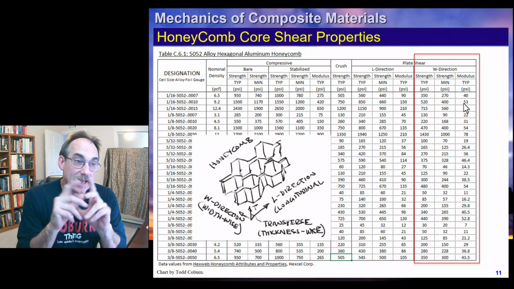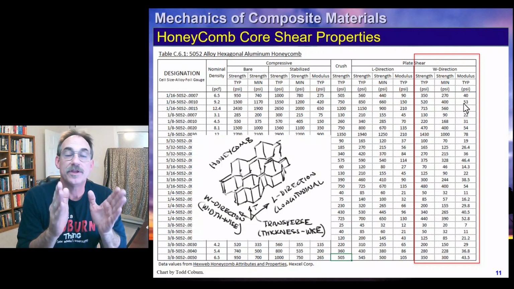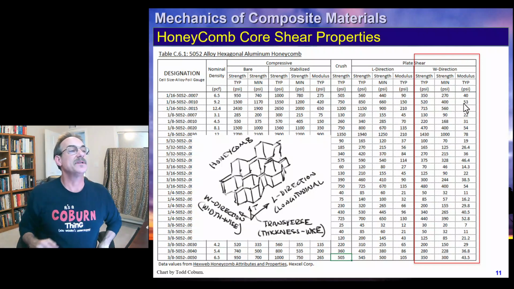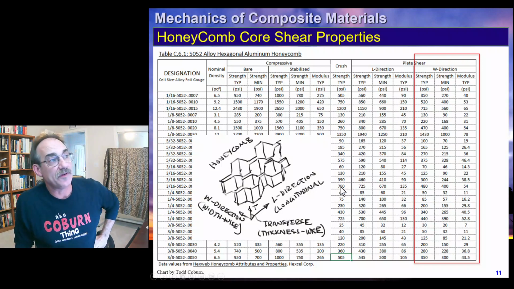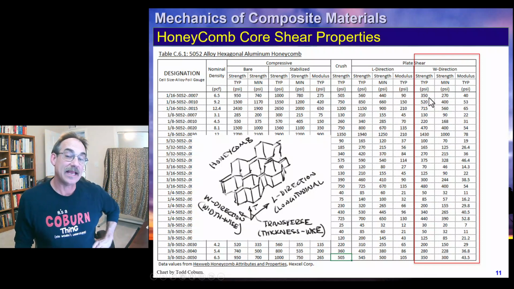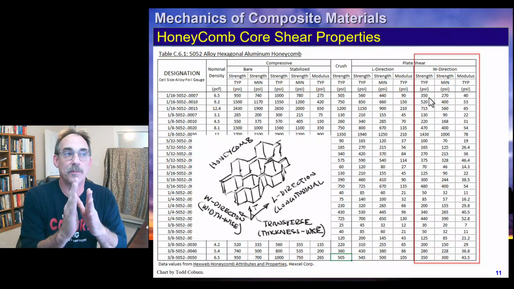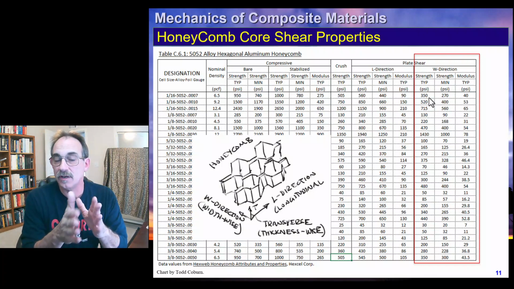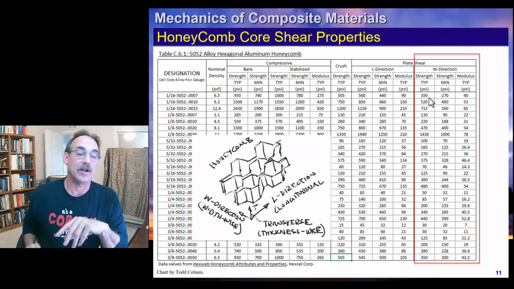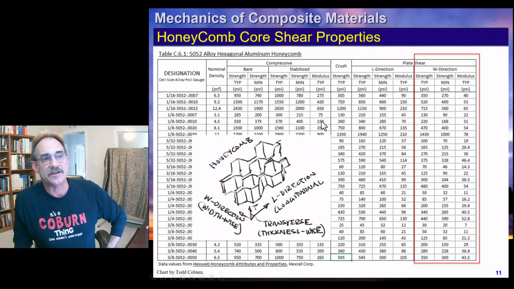It's important that we pay attention to our ribbon direction and we align the strong direction with the direction of loading. You'll notice for our first material, the 1/16-5052-0007 material is a good deal stronger in the longitudinal direction for shear than the widthwise direction. So if you're making an application, you need to make sure that you align the longitudinal direction with your primary loads, the higher loads, so that you get a nice efficient design.